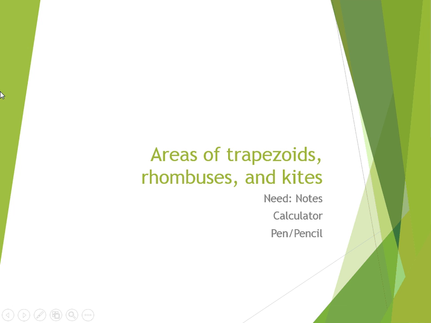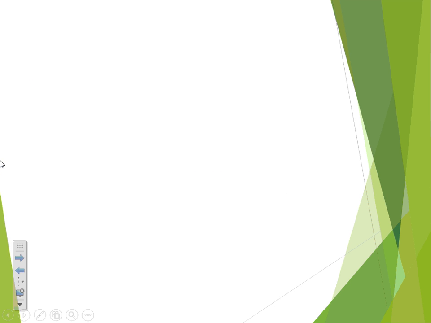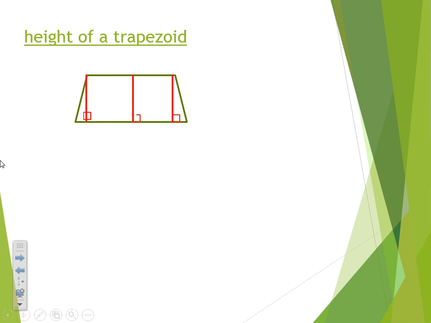Welcome, ladies and gentlemen. Today we are going to be discussing areas of trapezoids, rhombuses, and kites. So you will need your notes, a calculator, and a pen and/or pencil, and we will begin. This first one here, ladies and gentlemen, needs to go on to your formula sheet.